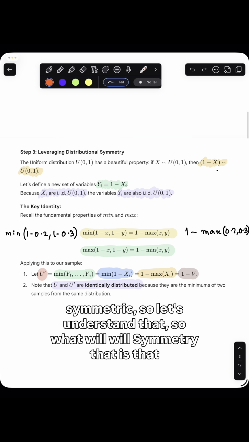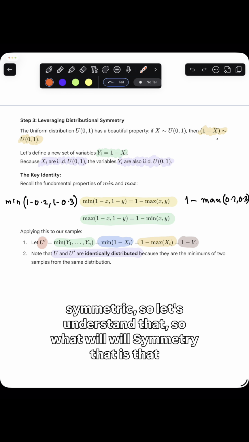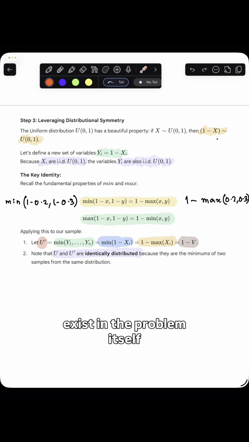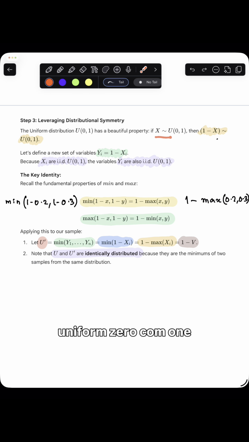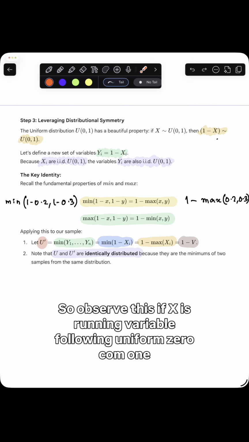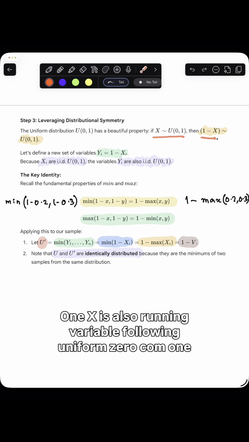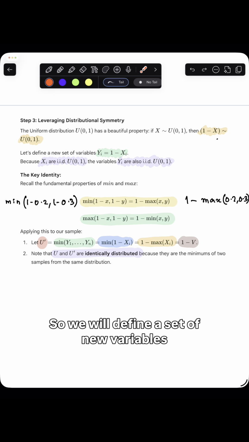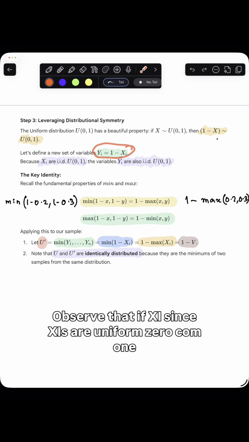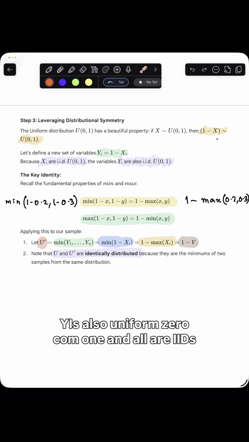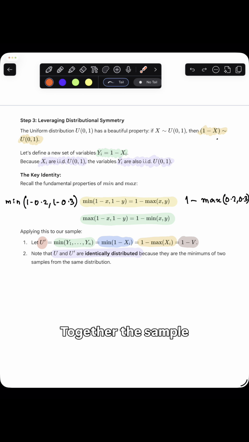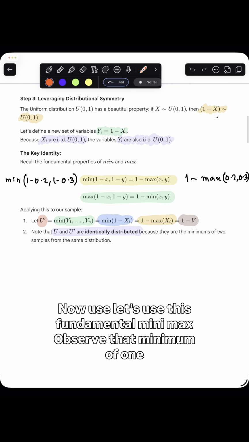So let's understand that. We'll look into the symmetry that exists in the problem itself. We are given uniform 0, 1. So observe this: if X is a random variable following uniform 0, 1, then 1 minus X is also a random variable following uniform 0, 1. We will define a set of new variables, Yi, which is 1 minus Xi. Since the Xi's are uniform 0, 1, the Yi's are also uniform 0, 1, and all are iid together, the sample. Now, let's use this fundamental minimax property.